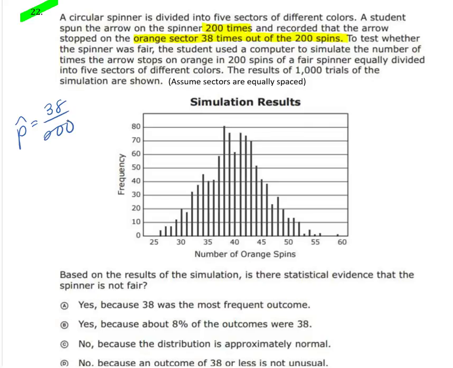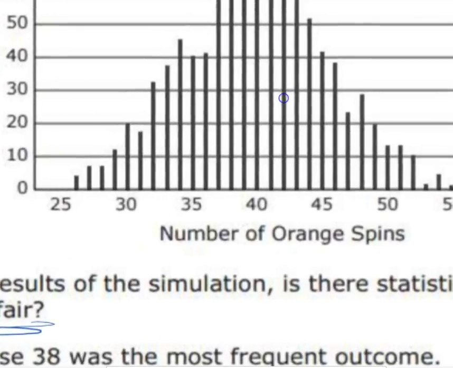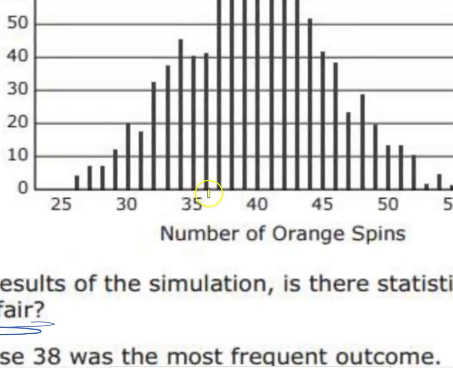38. To test whether the spinner was fair, the student used a computer to simulate the number of times an arrow stops on orange in 200 spins of a fair spinner, equally divided into 5 sectors of different colors. The results of 1,000 trials of the simulation are shown below. So again, we're assuming that the sectors are all equally spaced. Based on the results of the simulation, is there statistical evidence that the spinner is not fair? Okay, so first of all, we got 38, right? So 38, this is 35, 36, 37, 38. This is 38.